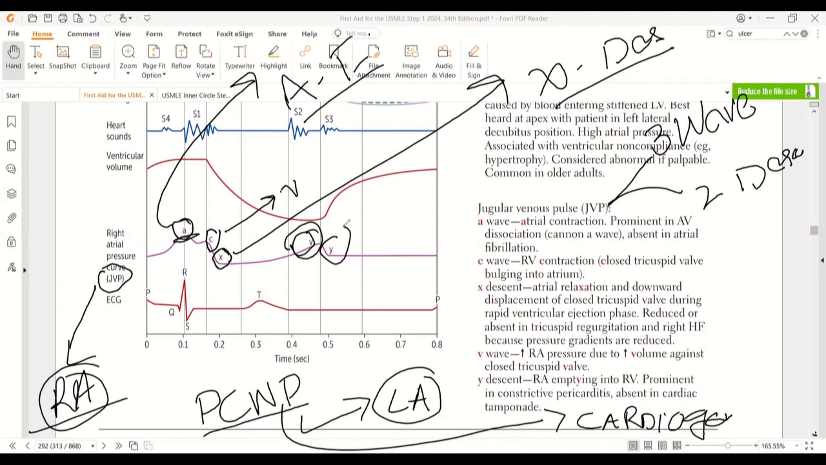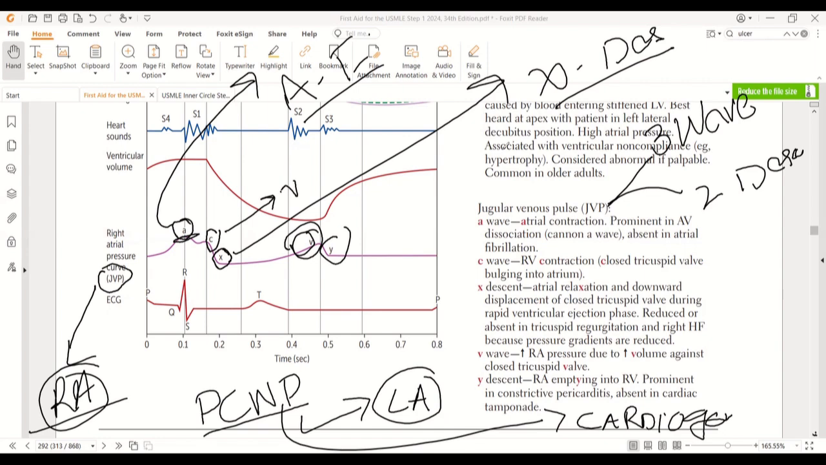So Y descent is basically again the sudden decrease in the right atrial pressure, as blood is emptying from the atrium into the ventricle. That's why the atrial pressure is decreased. And in which condition is this descent absent? Cardiac tamponade. And it's prominent in the constrictive pericarditis.